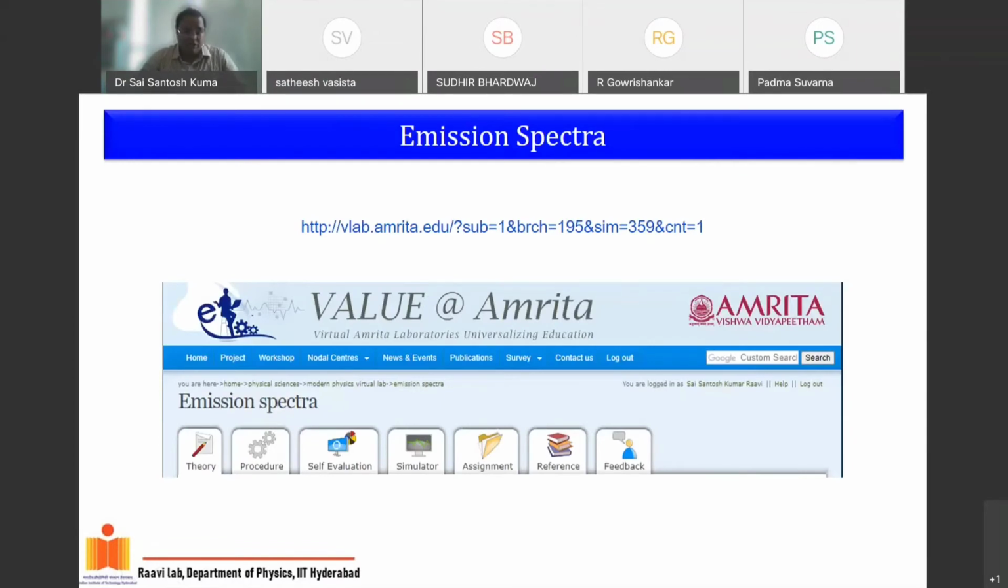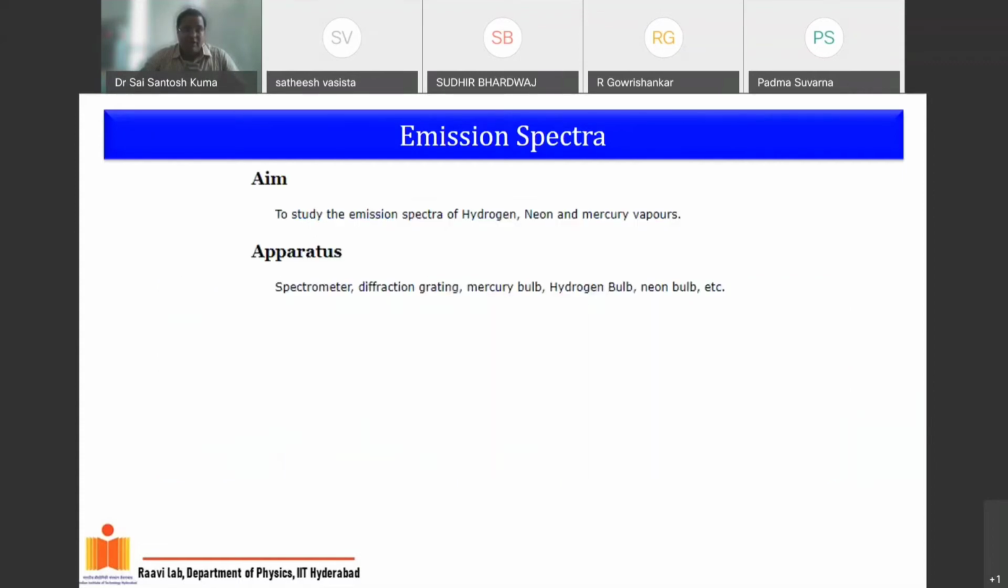So what we do is the following. The aim is to study the emission spectra of hydrogen, neon, and mercury vapors. So these are the three sources you have to look at. Keep in mind, one of the earliest sources known to mankind, other than the sun, are the discharge lamps.